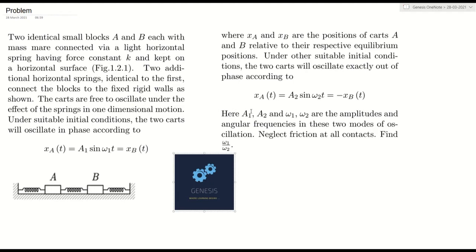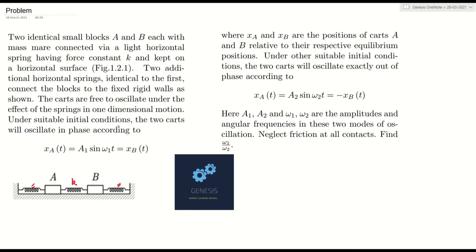Two identical small blocks A and B, each with mass m, are connected via a light horizontal spring having a force constant K. So this one has a force constant K, the middle one. And the whole system is kept on a horizontal surface. Two additional horizontal springs identical to the first, these two connect the blocks to the fixed rigid walls as shown. The carts are free to oscillate under the effects of spring in one-dimensional motion.